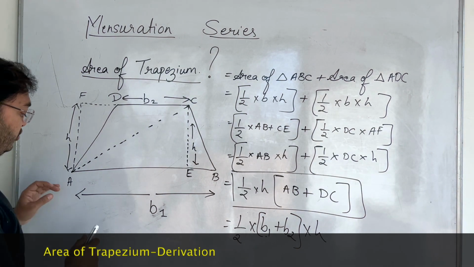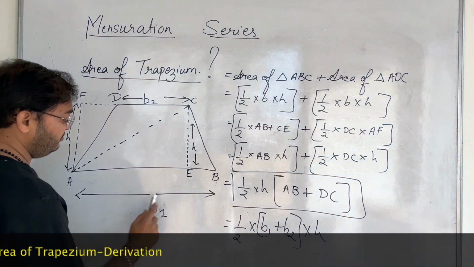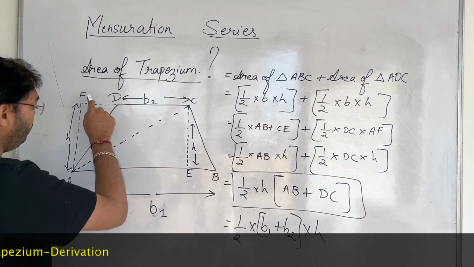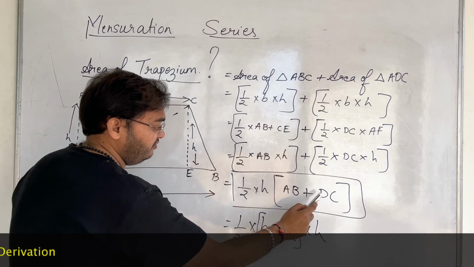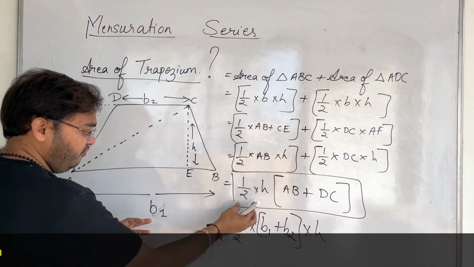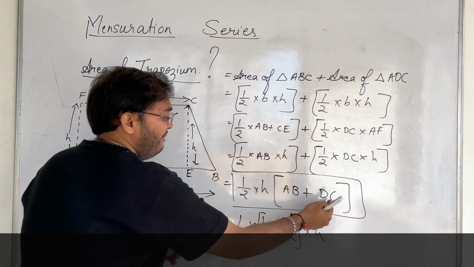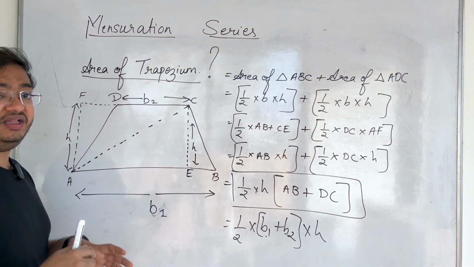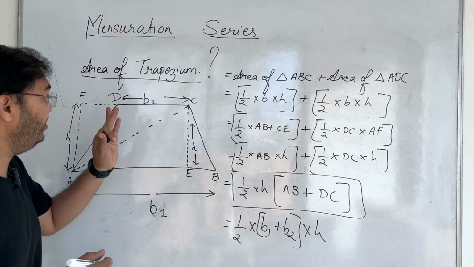That is half into base 1 plus base 2 into height is the formula. Here it was base 1, here it is base 2, so I just shifted over here. So half into base 1 plus base 2 into height. This way the formula of a trapezium is generated.